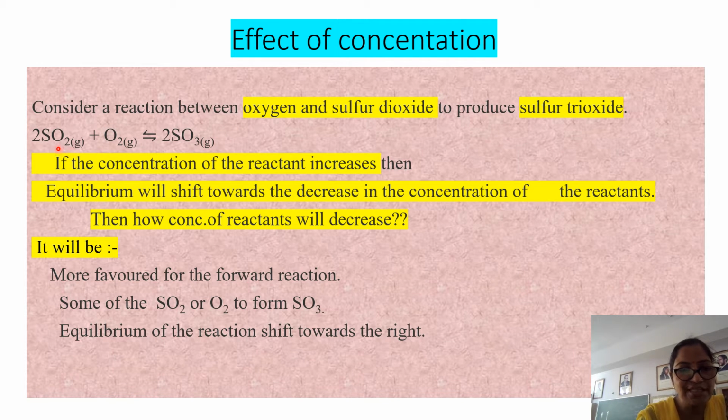So in this case, sulfur dioxide concentration can be reduced if the reaction proceeds in the forward direction. If the reaction goes in the forward direction, that is the formation of sulfur trioxide is favored. It means if we increase the concentration of reactants, according to Le Chatelier's principle, the increased concentration of reactants can be reduced if the reaction goes in the forward direction.